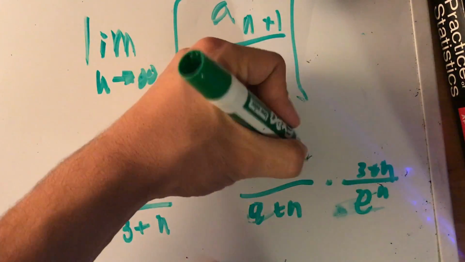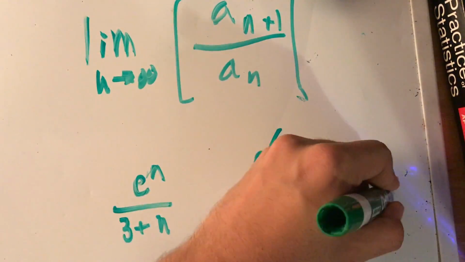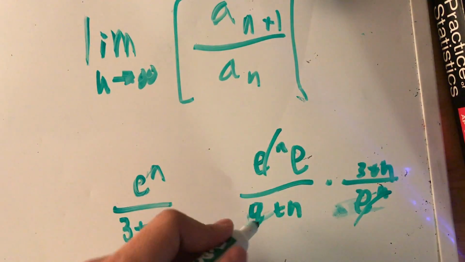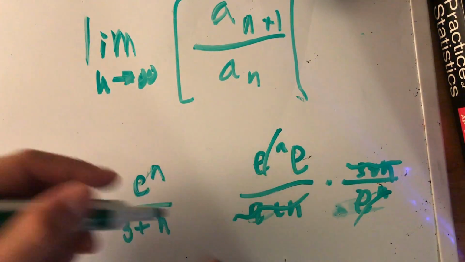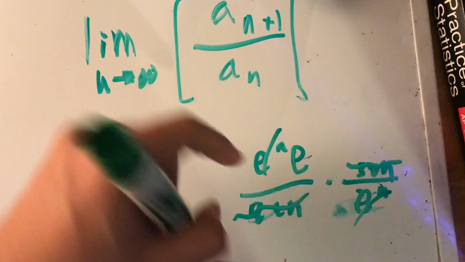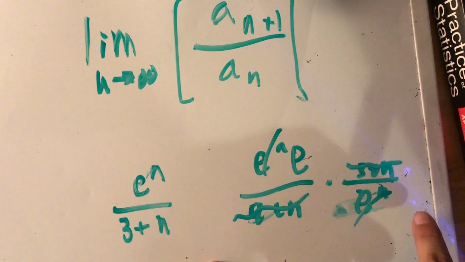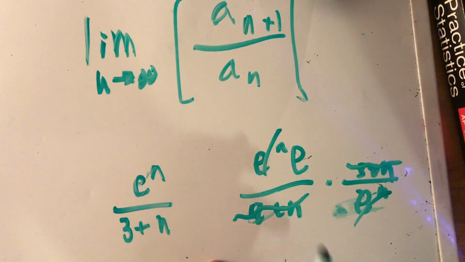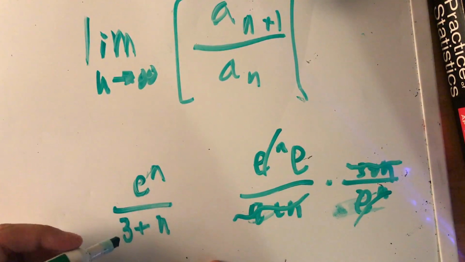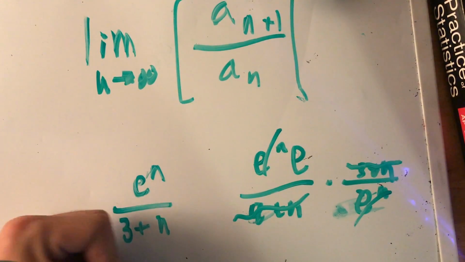This is e to the n times e. These cancel out, you get an e, and these more or less cancel out because they are more or less n. So this is a limit, again, at infinity, because when n is infinity, 3 plus infinity and 4 plus infinity are both infinity, if that makes sense. The e to the n's cancel out, and you end up with e. So your limit, as n approaches infinity, is e.